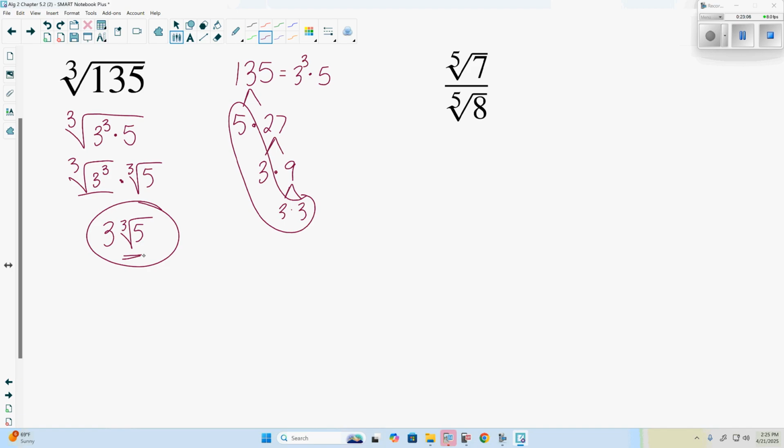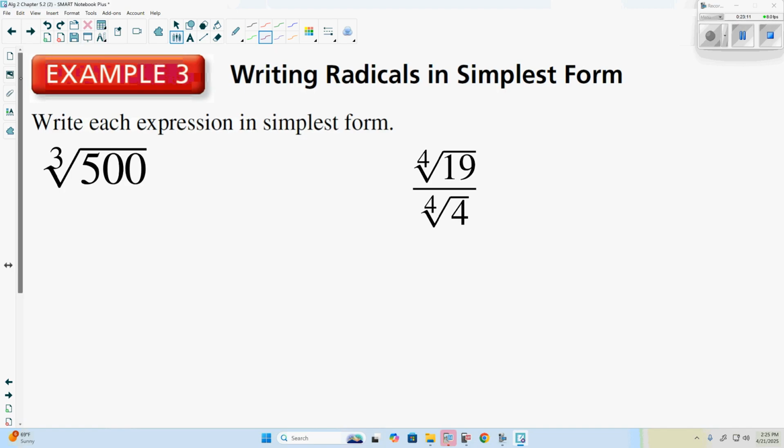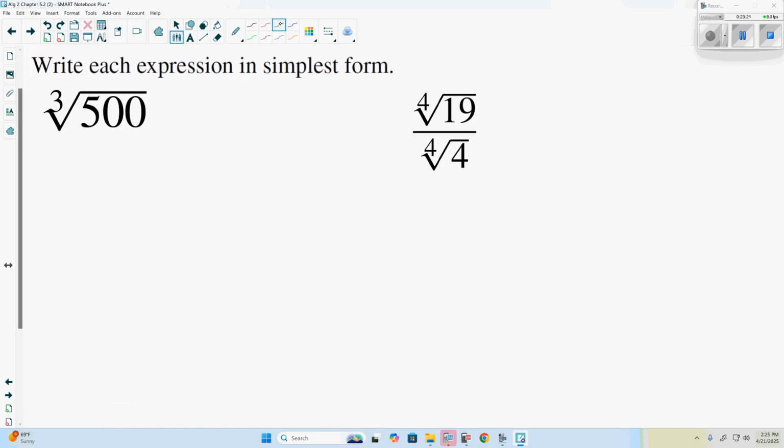Questions on this here? All right. Let's look at the cube root of 500 before we look at the other one, because I want to do another one of this type and then go hit 2 of the other. Cube root of 500.